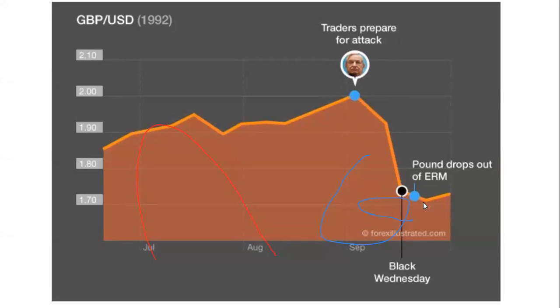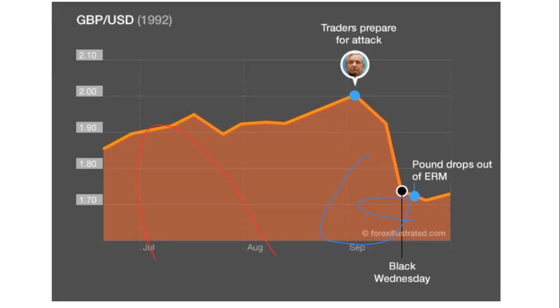By the time he exited his trade, many things had happened in the market. The prime minister of England had to resign, a new prime minister was elected, the ruling party was gone, and the pound was out of the ERM model. ERM is basically the European exchange rate management model. So the pound was dropped out of this ERM model.